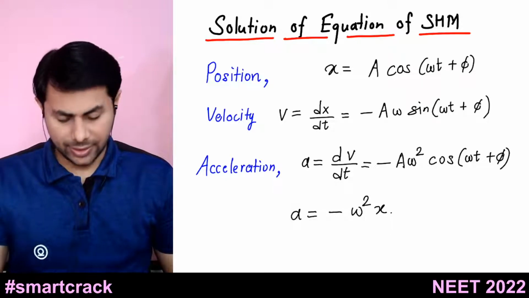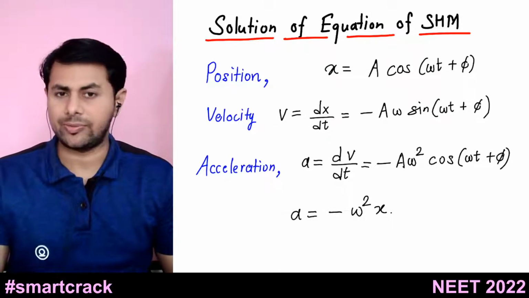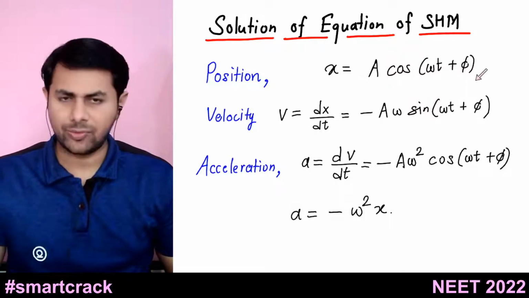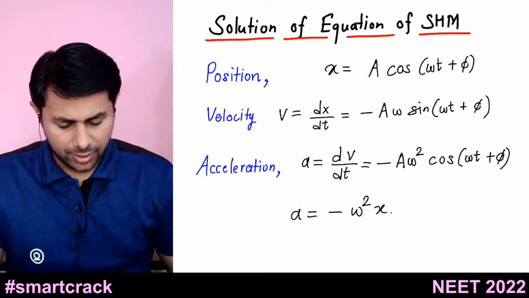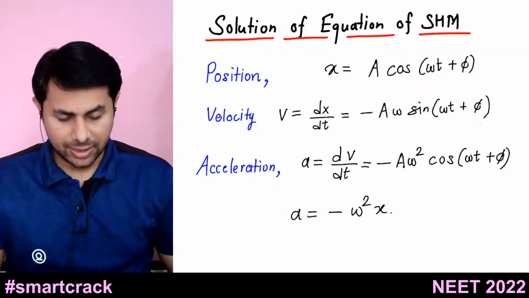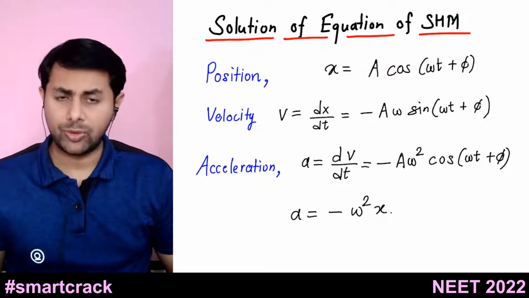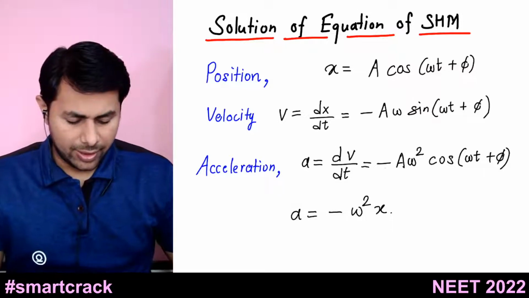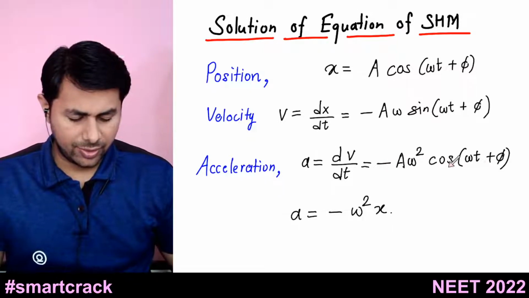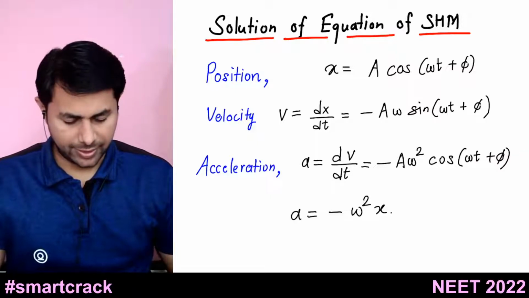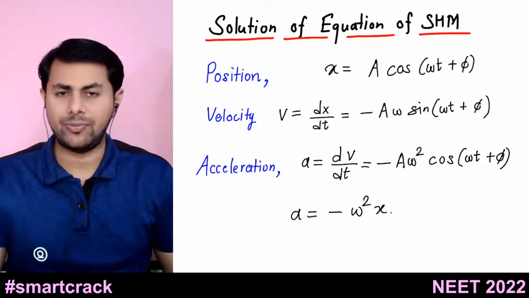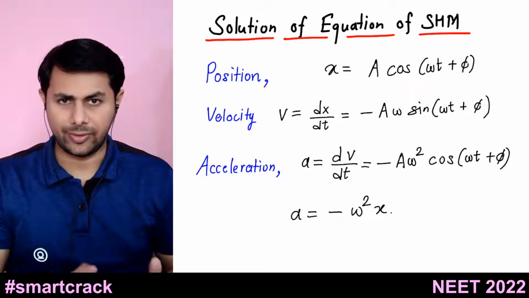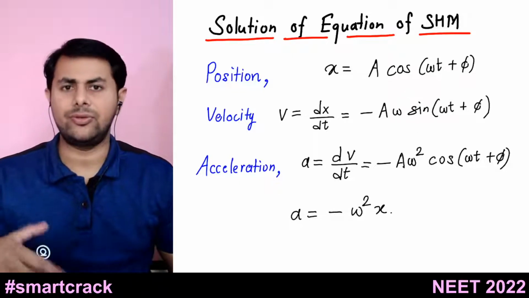Then what will be the velocity? If you take one derivative of position with respect to time, you get velocity. If you take the derivative of cos of omega t plus phi, you will get minus A omega into sine of omega t plus phi, and then you take one more derivative, you will get acceleration. What is acceleration? It is dv by dt. So it is minus A omega square into cos of omega t plus phi, because if you take the derivative of sine omega t plus phi, it will be omega multiplied by cos of omega t plus phi. That omega multiplied by this omega gives you omega square.